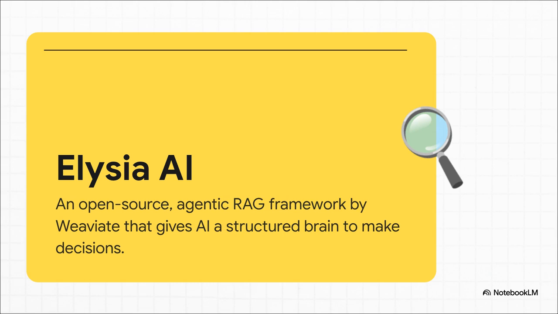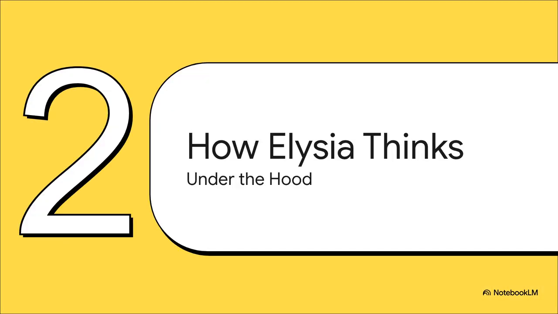So what is it, really? Elysia AI is an open-source framework, and it comes from Weaviate. You probably know them from their vector database. The key idea here is that it's an agentic RAG framework, and that word agentic is the magic ingredient. It basically gives the AI a structured brain, turning it into an agent that makes decisions instead of just being a passive machine that processes text. Now, what's really fascinating is how this thinking actually works. So let's pop the hood and take a look at the specific features that give Elysia its power.